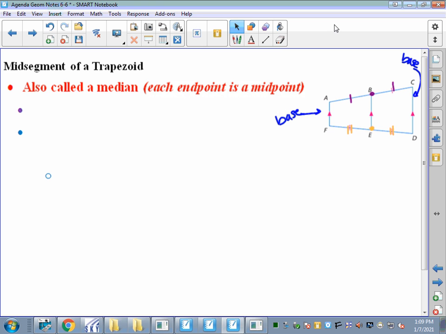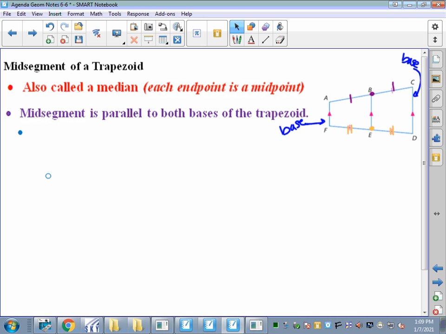The other part about that mid-segment or that median is that not only do you get congruent pieces, but it's also parallel to both bases.